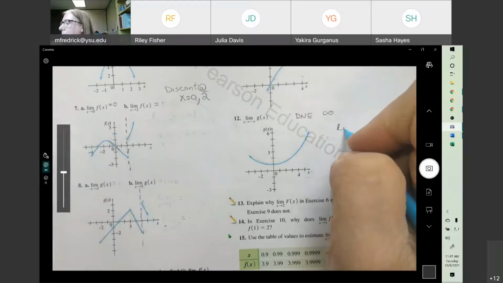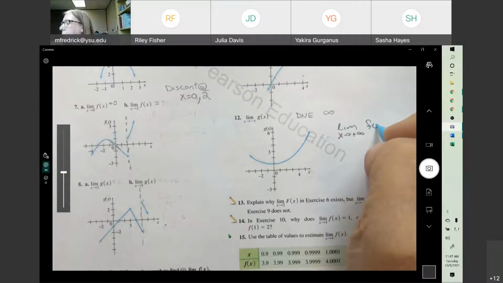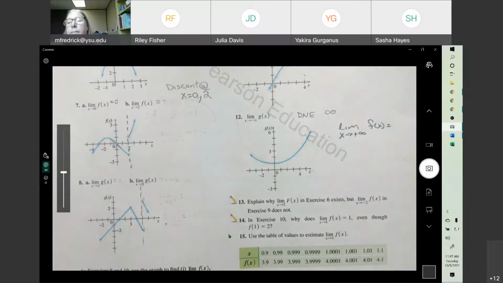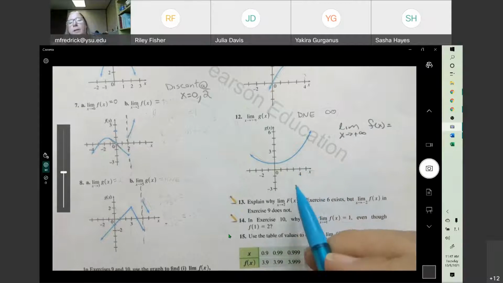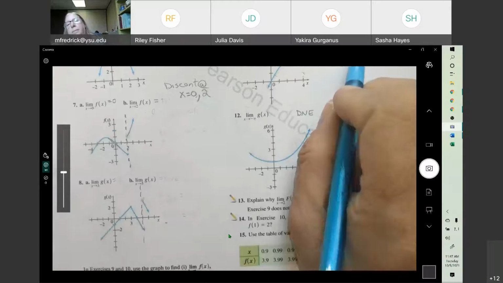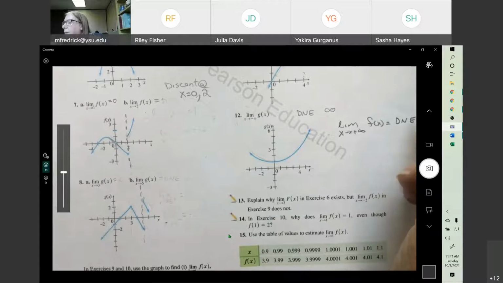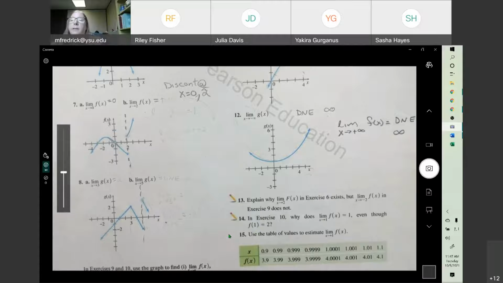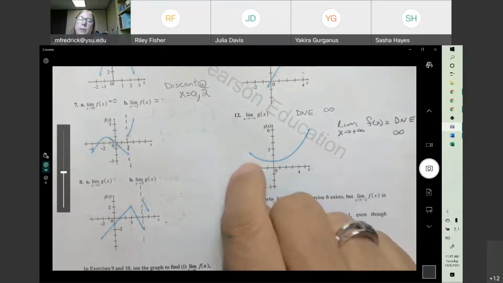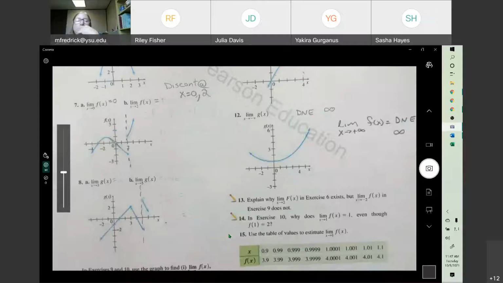Okay, so find the limit as x approaches positive infinity. So we're going positive infinity for x. Notice y is also going up. So the limit does not exist because it's approaching positive infinity. Because they're both going up, they're both going to be positive infinity. Any questions on that?